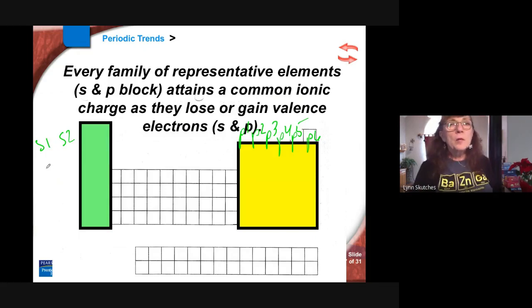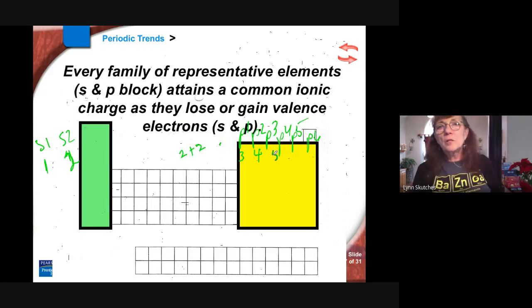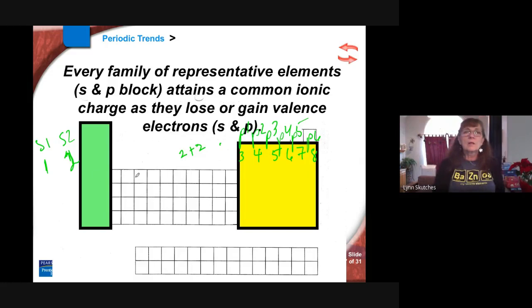If you're in group 1, you have 1 valence electron. If you're in group 2, you have 2 valence electrons. If you're in group 3A or 13, you have 3 valence electrons. Carbon's family has 4 valence electrons. 2 in the s and 2 in the p's makes 4. Nitrogen's 5, oxygen's 6, halogens are 7, noble gases are 8. Okay. Everybody's goal is to get to 8.